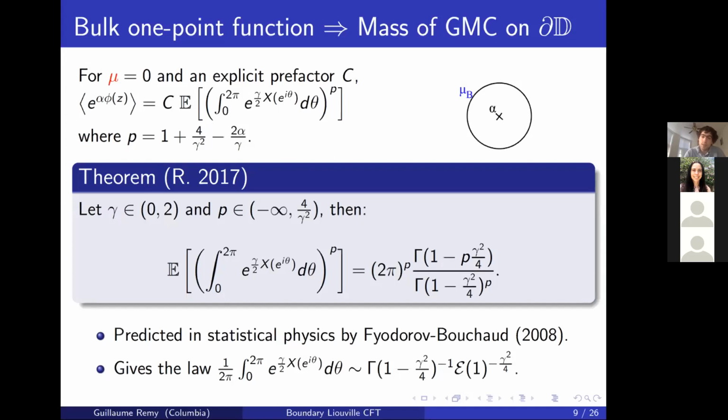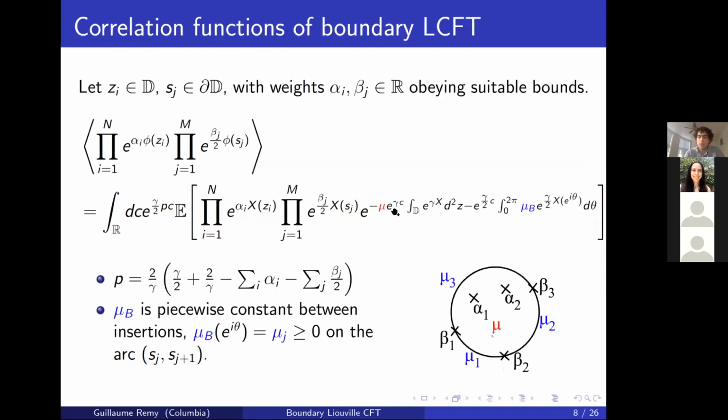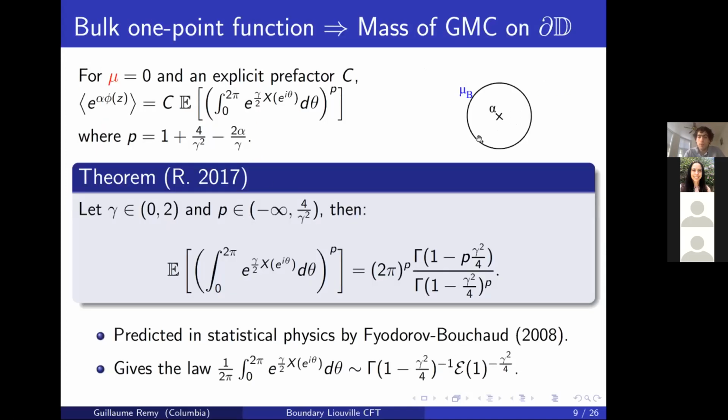So let's start with the simplest example, which is the bulk 1-point function. On this slide, you should just look at this picture. This is the correlation I'm now considering, which just has 1 point in the bulk and only the boundary measure. So this red mu is set to 0. In this whole functional, I'm setting mu equals 0, and I'm only putting 1 point in the bulk. Now if you do some computation and evaluate this integral over the constant c, it turns out that, up to an explicit prefactor, this 1-point function in this very simple case simplifies just to a moment of the Gaussian multiplicative chaos measure on the unit circle. And you can now prove, so this result gives you an exact formula for these moments that was predicted in a different physics community than the CFT community. It was predicted in statistical physics by Fyodorov and Bouchaud.